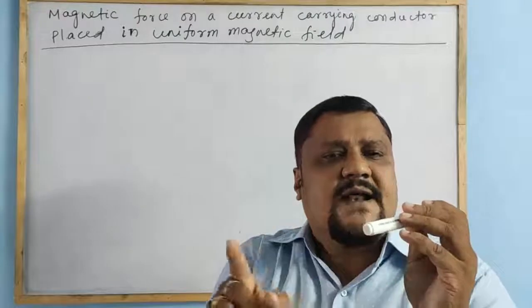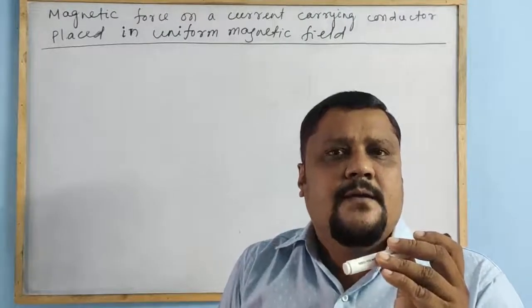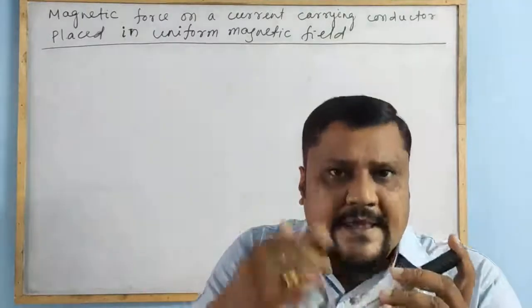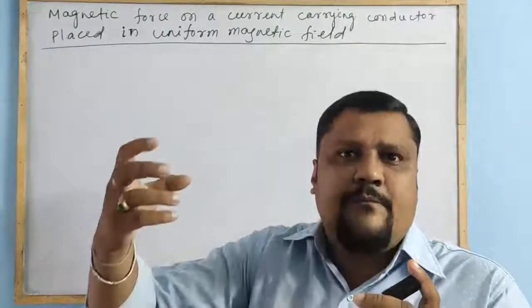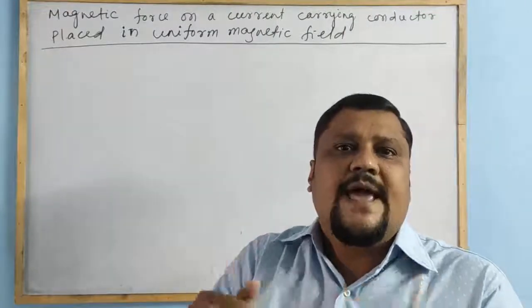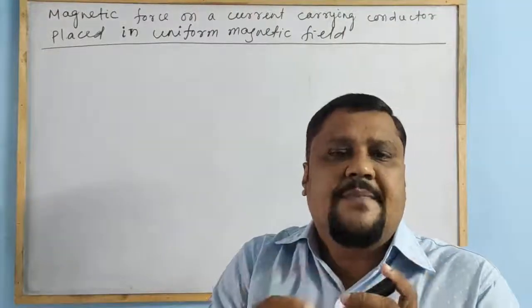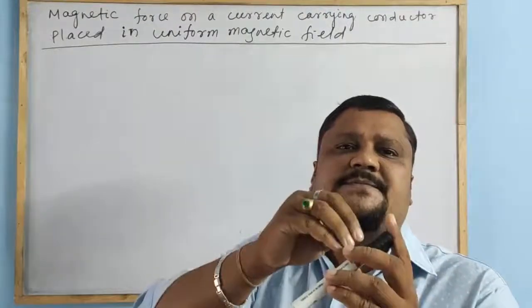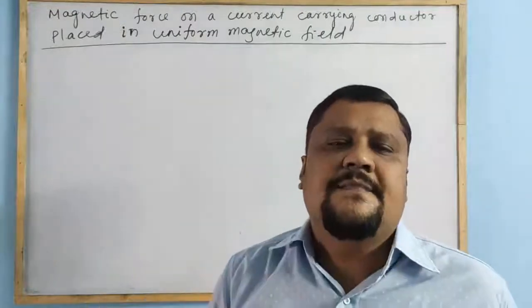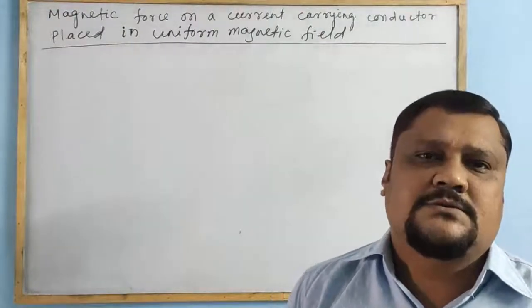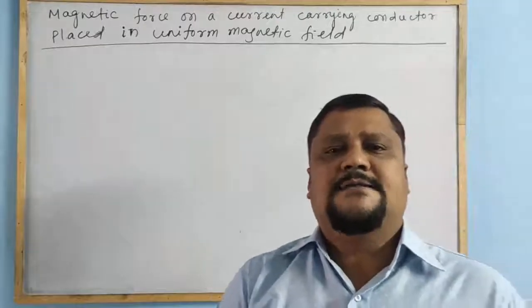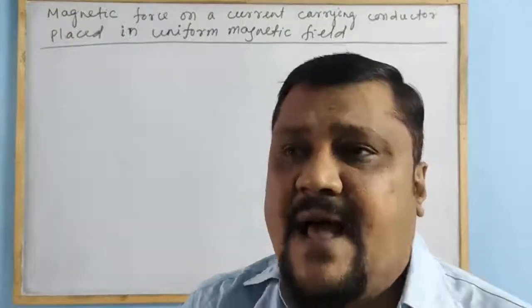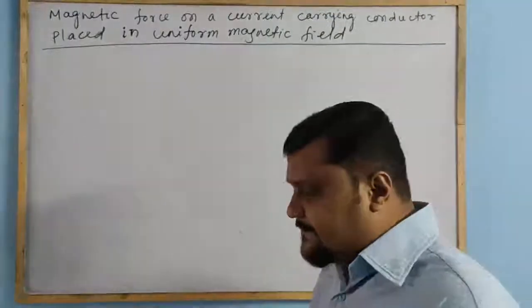So when the electrons are drift from one end to another end because of the current, a magnetic force acts on the electrons. As so many electrons are drifting, the net magnetic force acting on the electrons is transmitted to the conductor. So obviously the conductor experiences force, right? So now, in what way will we derive the expression for the force?